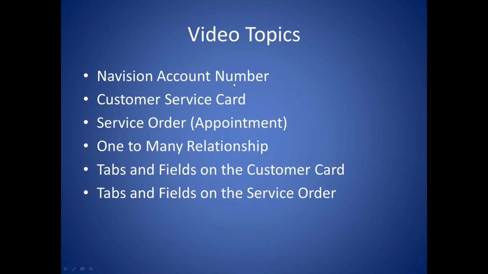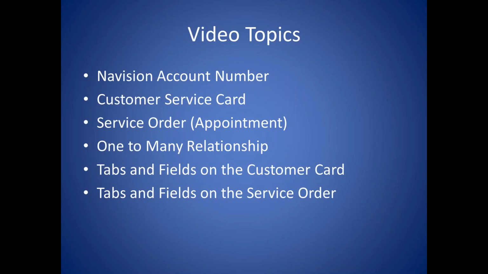So this is what we're going to talk about specifically, the division account number. And again, just explaining how every customer record will have its own account number. Then we're going to talk about the customer service card, which is really the form within the system that we're going to work off of, and we will create service orders, really appointments, for each customer, for each NAV account number. And there's a one-to-many relationship there where for a division account number, you could set, in theory, as many appointments or service orders as you want.